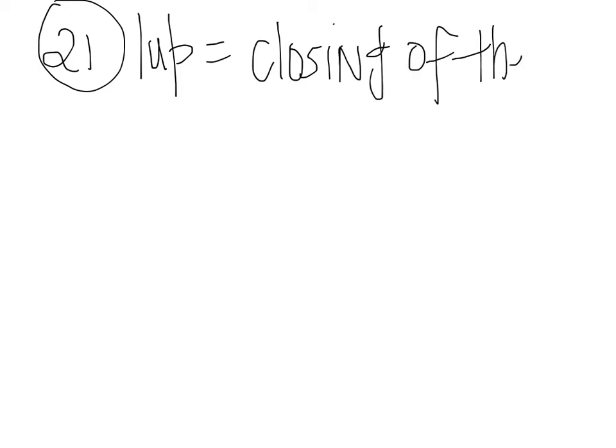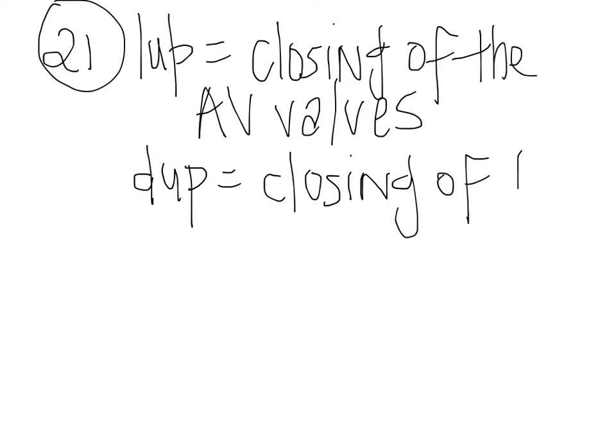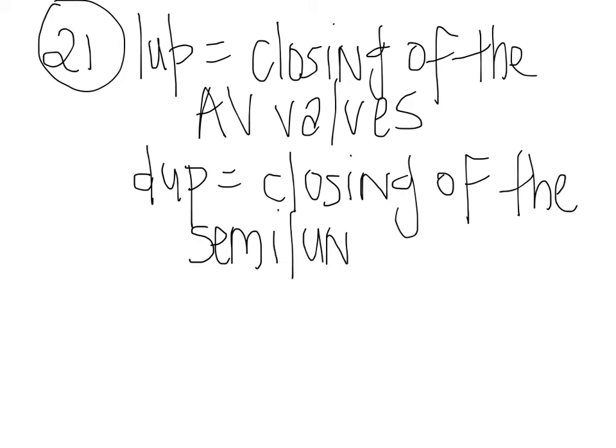of the AV valves. Okay, and then the dup sound, that is the closing of your semilunar valves. So remember, your semilunar valves are your pulmonary and your aortic valves. So the lub is the closing of your AV valves, and the dup is the closing of your semilunar valves.